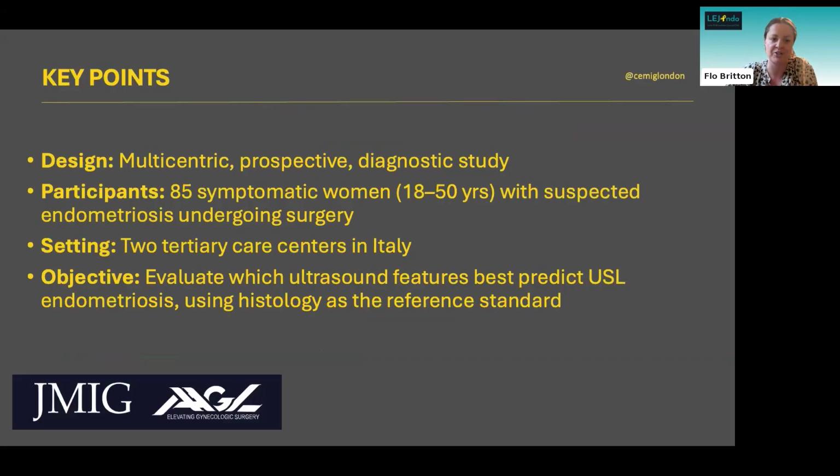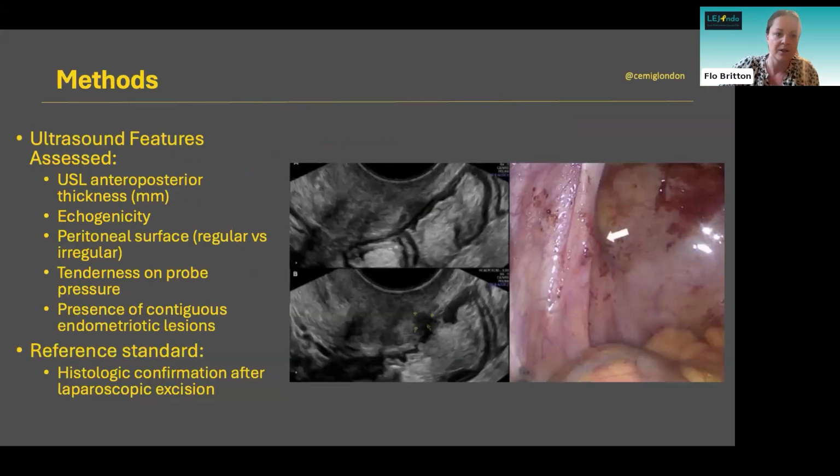It was carried out in 2 tertiary centers in Italy, and the objective was to evaluate which ultrasound features best predict USL endometriosis. And as the disease was resected, histology was the reference standard for these cases. So looking at the ultrasound features that they looked at, the most prominent that they referred to in the study is the USL anterior posterior thickness measured in millimeters. So this study was very descriptive on how this was measured.